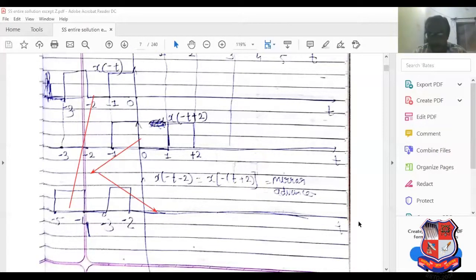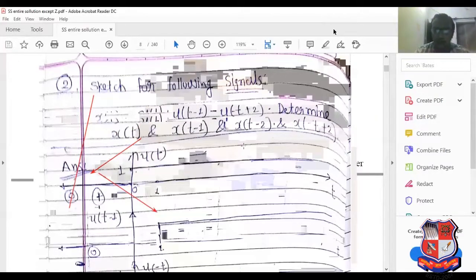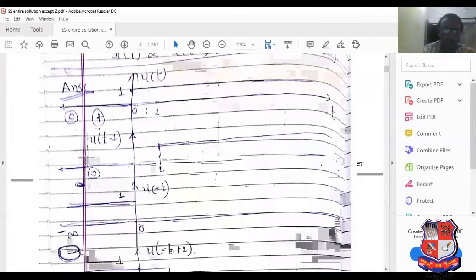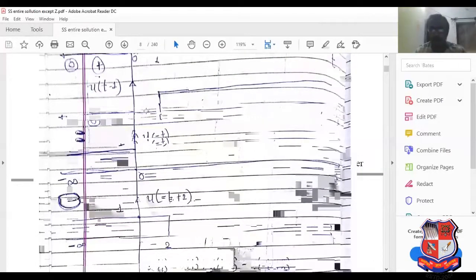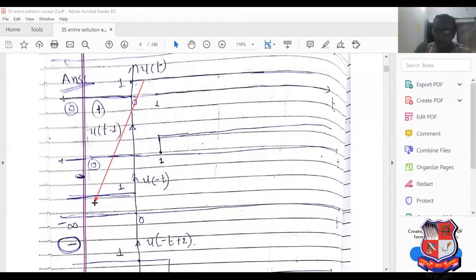Now concentrate on the next example. See this. This is the next example. x of t equal to u of t plus u of t minus 1 minus u of minus t plus 2. So determine x of t minus 1, x of t minus 2, and x of minus t plus 2. So here u of t: at t equal to 0, amplitude is 1. At u of t minus 1, amplitude is 1. U of minus t, shift the signal. Shift the signal means what? Just take the mirror operation. Just apply the mirror operation, don't do anything else.